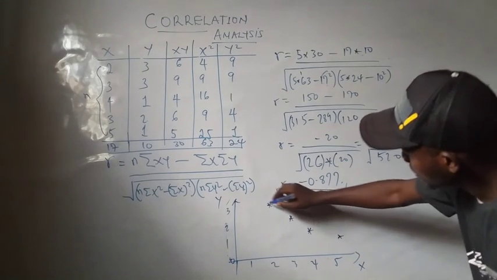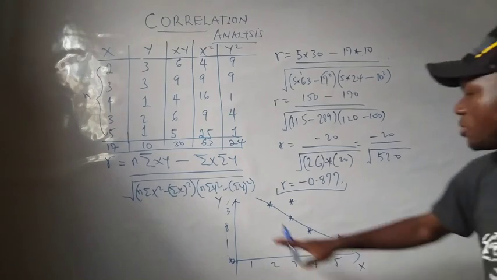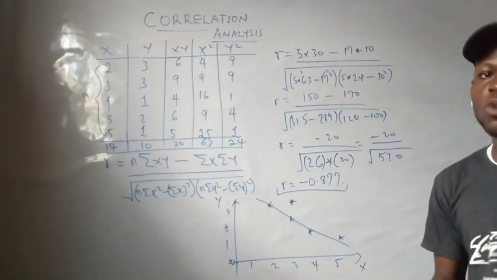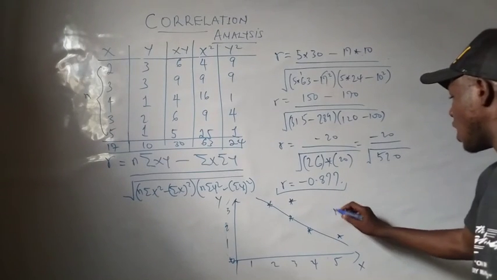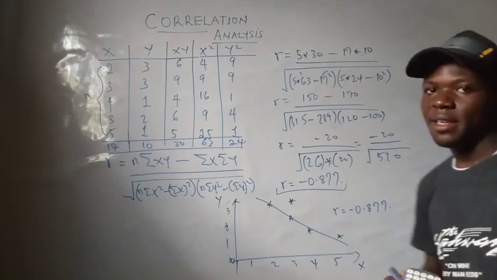Now, if you can see, if you just fix a straight line, you will discover that this line is coming in a negative direction. But looking at it, we cannot attach a numerical value to it. But this has helped us to detect that our r is simply minus 0.877 by number.